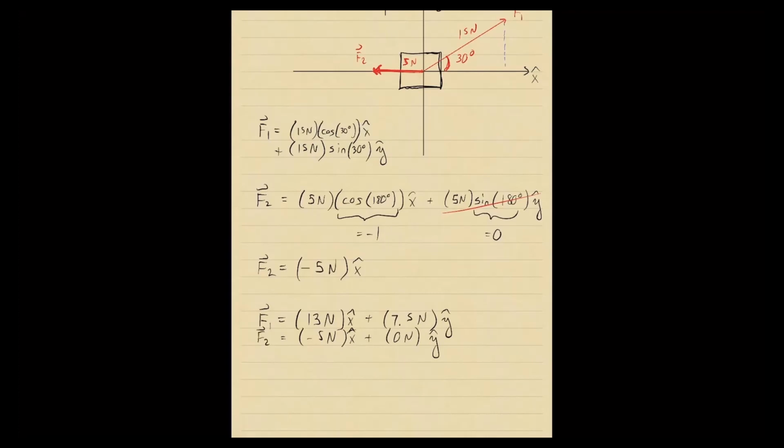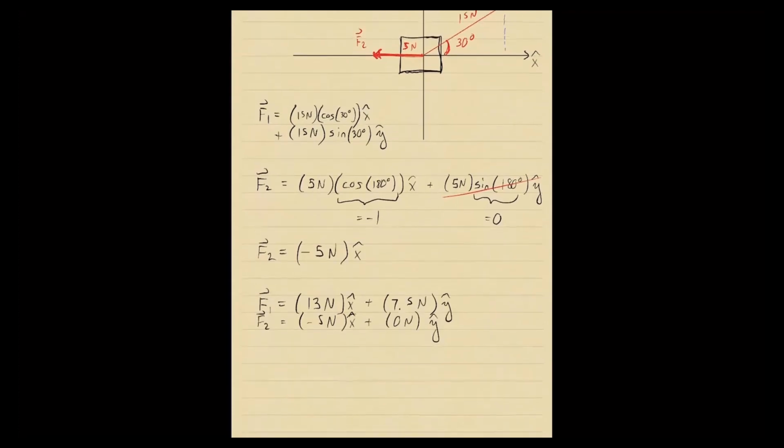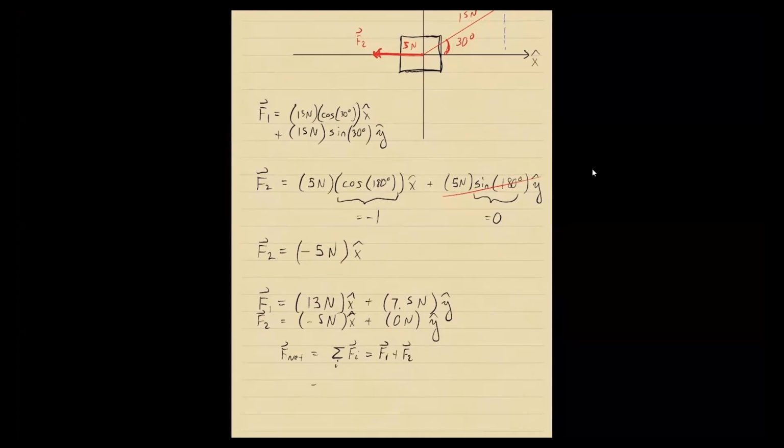Okay, well, now that we have that all worked out, we can find the net force, F net. It's going to be equal to the sum of all the forces in our problem. All right, so this is just going to be F1 plus F2. So adding these two vectors together is the same as adding their x components together and adding their y components together. So in the x direction, we have F1's x component, which is 13 newtons, plus F2's x component, which is -5 newtons.